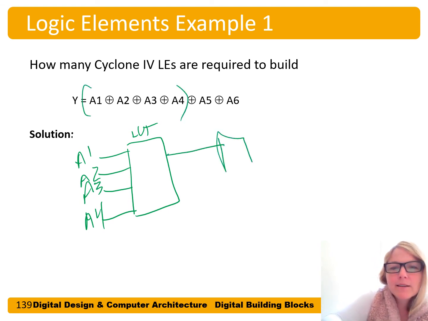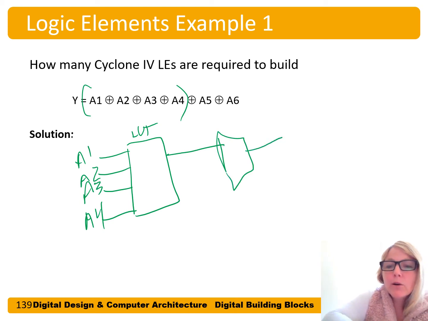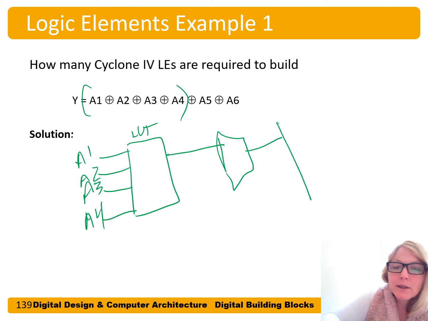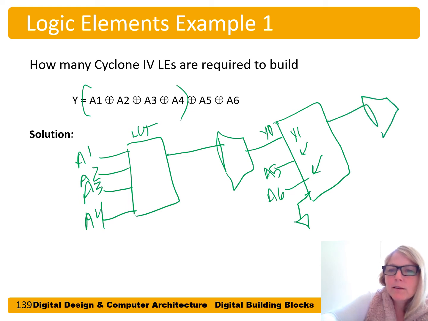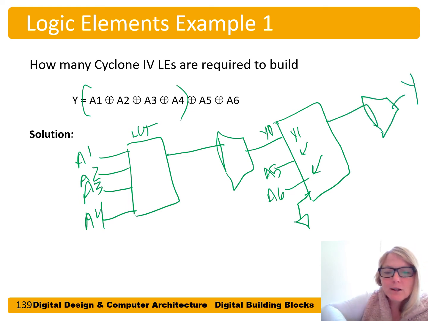And then we feed that through the output of that LE, and then feed it to the lookup table of another LE. And then we have our A5 and A6 on the other inputs, and we ground the 4th input. Now this one performs some temporary Y1 XOR A5 XOR A6. And then we feed that to the final output as our Y, our combinational output.